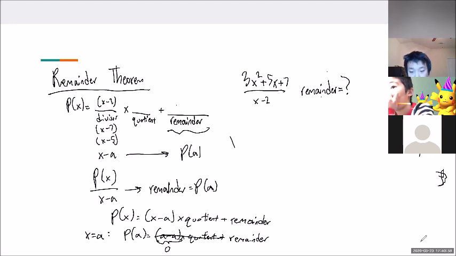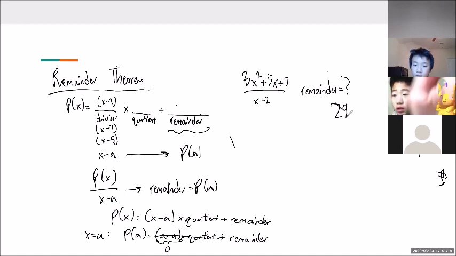All right, yeah. As some of y'all have stated, the answer is 29. So the remainder equals 29. This is lagging a little bit since I opened the chat. All right, so the remainder is equal to 29.